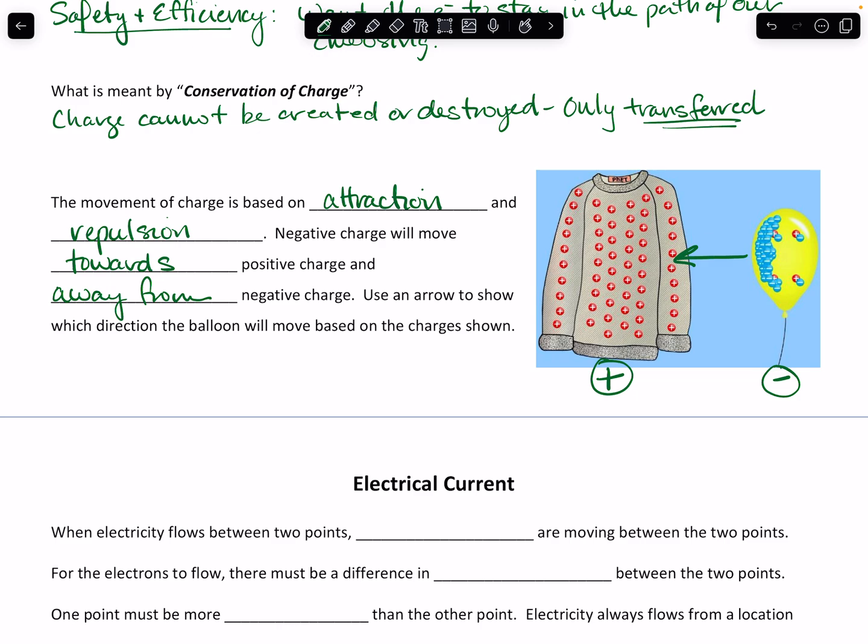So just remember, electrons repel electrons and protons attract electrons. And that's really, at its base, what electrostatics is all about. So that's just our first look at charge, how to calculate charge, where it's coming from, and this idea that it has to be conserved.